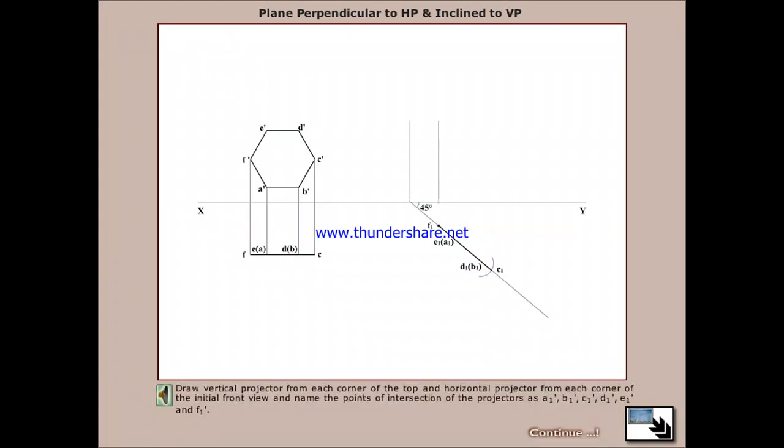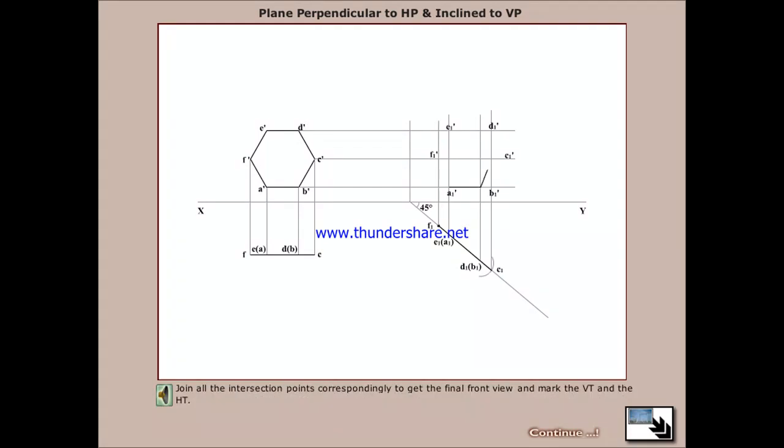Draw a vertical projector from each corner of the top and horizontal projector from each corner of the initial front view, and name the points of intersection of the projectors as A1', B1', C1', D1', E1' and F1'. Join all the intersection points correspondingly to get the final front view and mark the VT and HT.